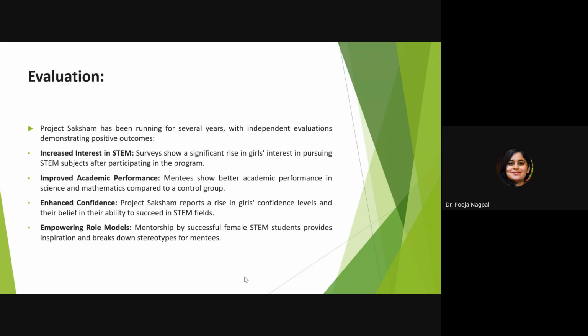Now, how did they evaluate? There may be many methods that we have discussed in earlier context, there may be any evaluation method. So they have just evaluated that confidence thing. Empowering role models: mentorship by successful female STEM students provides inspiration and breaks down stereotypes for mentees.